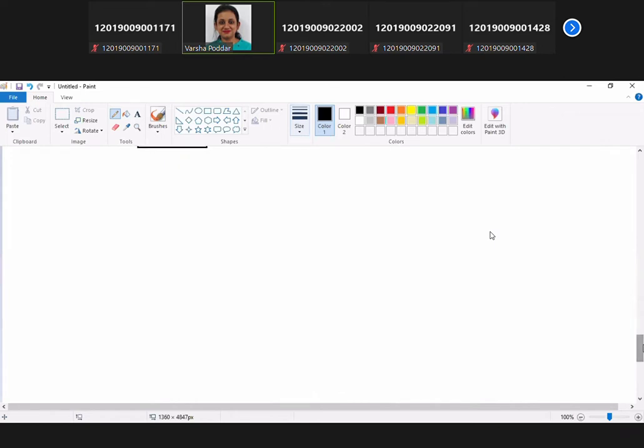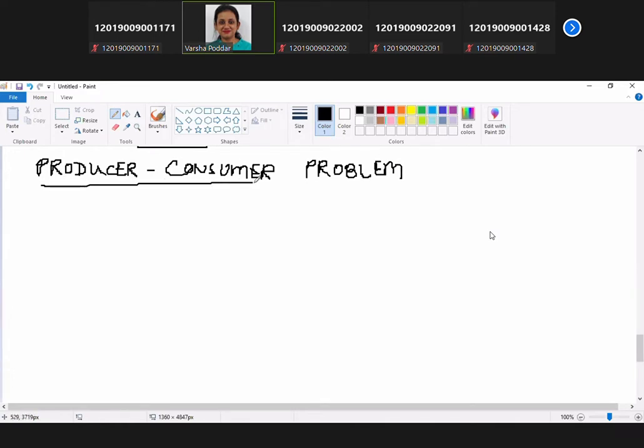Now, using the semaphore, the first problem that we solve is the producer-consumer problem. Typical problems, these are defined already. So how to solve them, that is what we will only use, means learn, right?